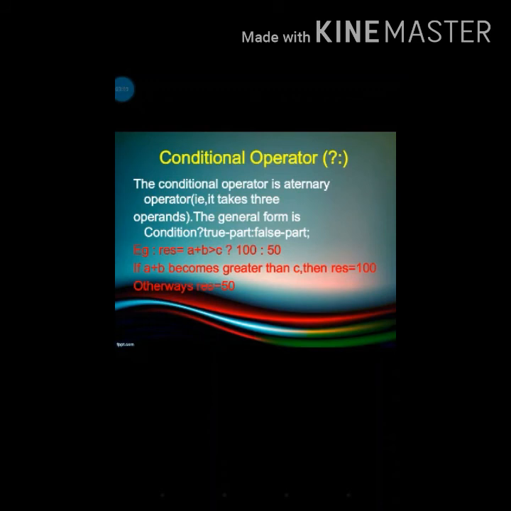Next, conditional operator. The conditional operator is a ternary operator. That is, it takes three operands. The general form is a condition, then a true part and a false part. If the condition is true, the true part will be executed, and if the condition is false, the false part will be executed.